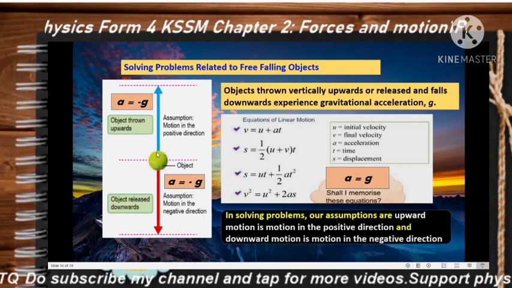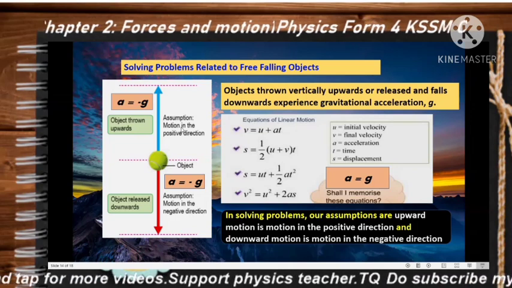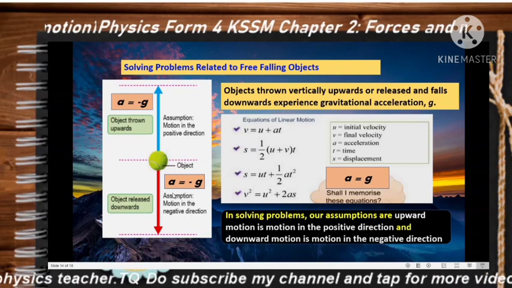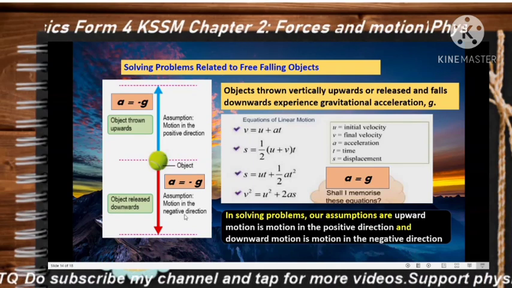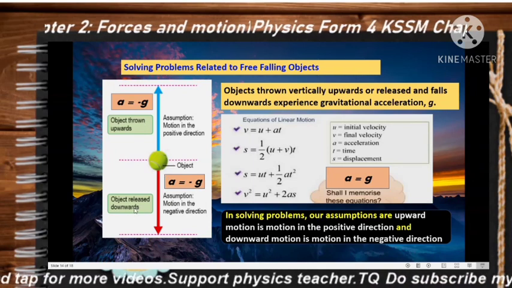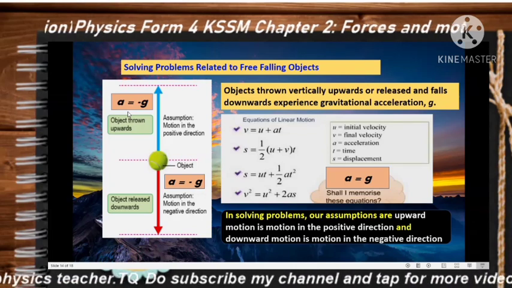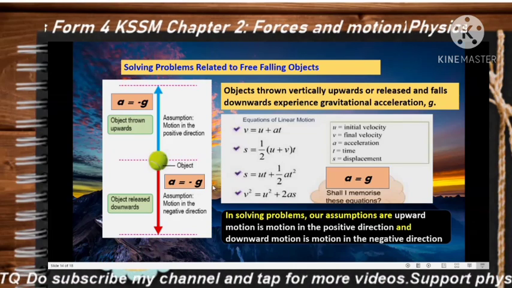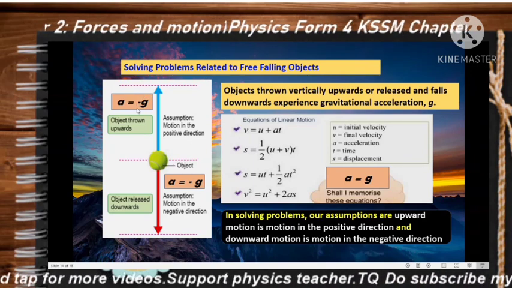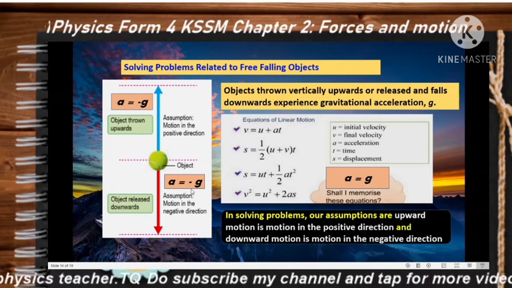Look at this one, a tennis ball that is thrown upwards. Direction upwards we assume as the positive direction. Direction downward is the negative direction. So for thrown upwards and released downwards, it will experience gravitational acceleration and the value is always negative. We will discuss why the value of acceleration due to gravity is always negative.